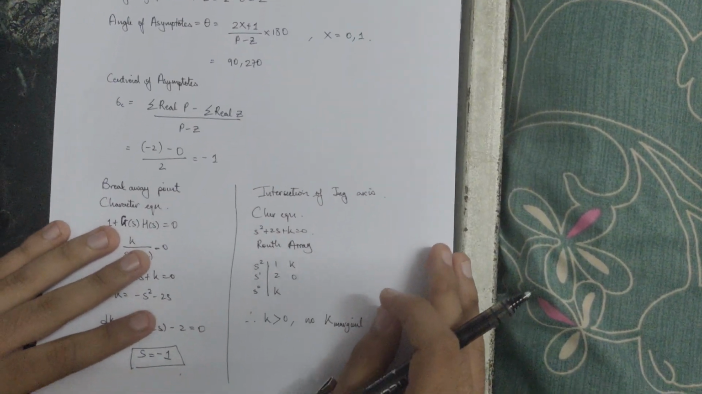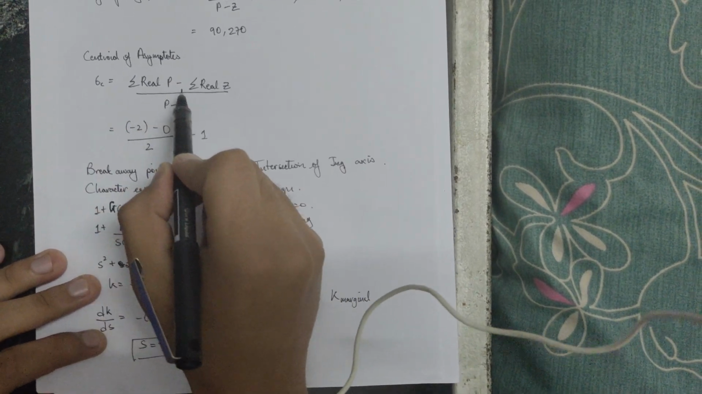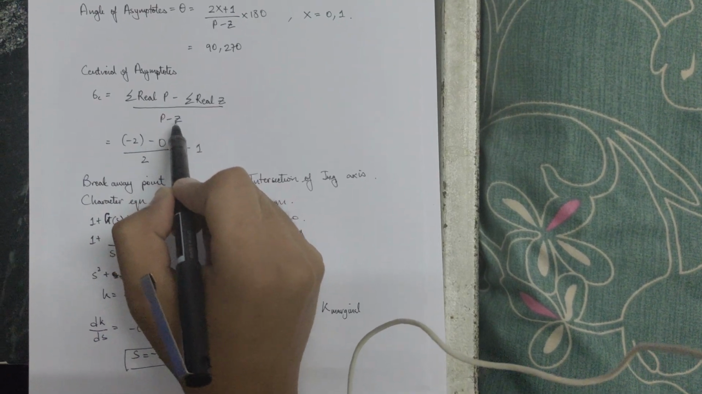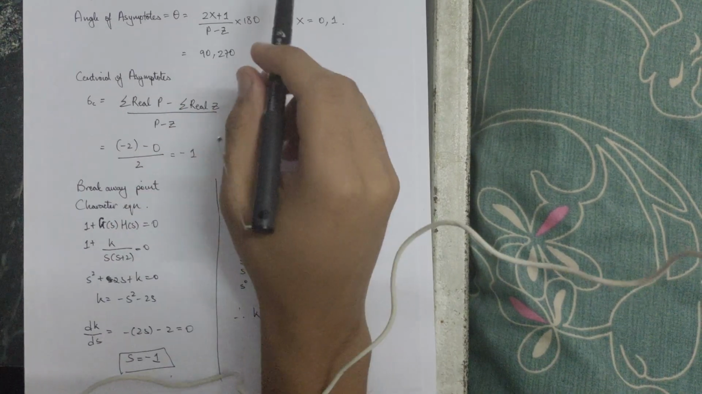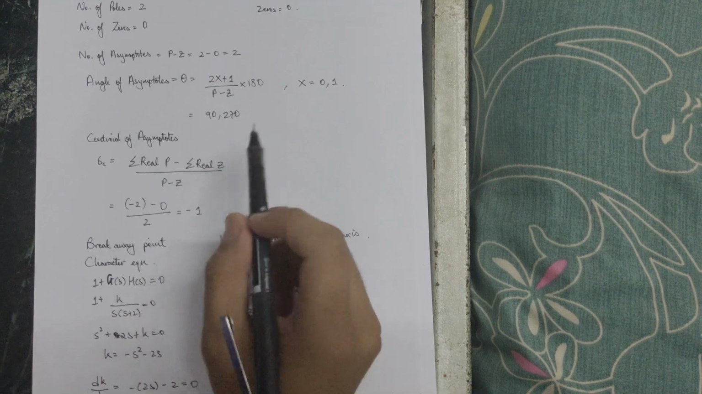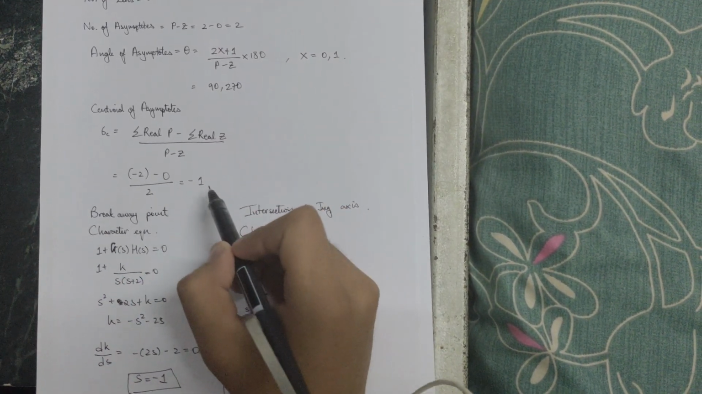Now to calculate the centroid of asymptotes, it's the summation of real poles minus the summation of real zeros, divided by P minus Z. For the summation of real poles, it is 0 plus negative 2, and for the real zeros it's 0, so negative 2 minus 0 by 2 is minus 1.